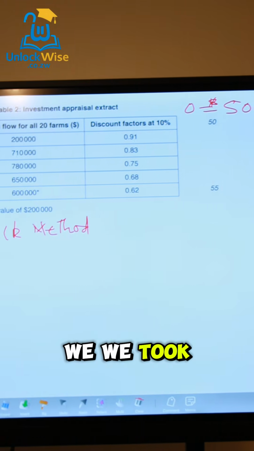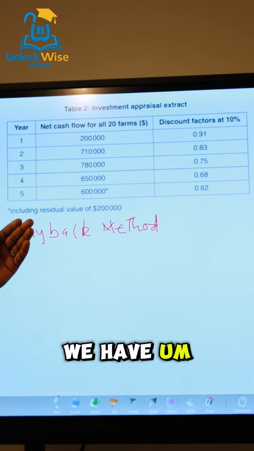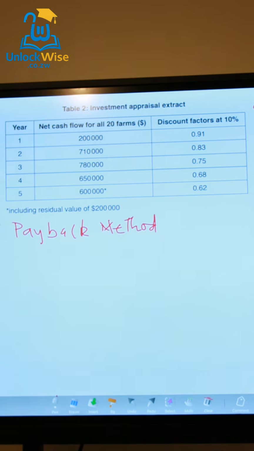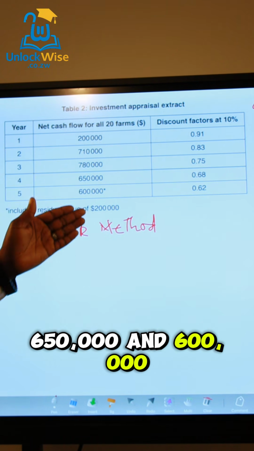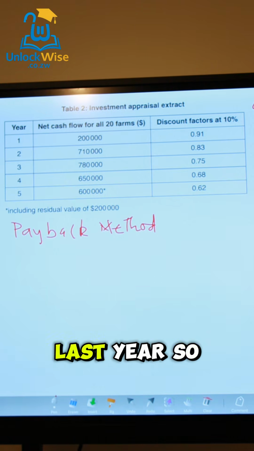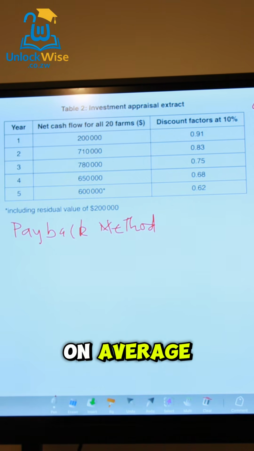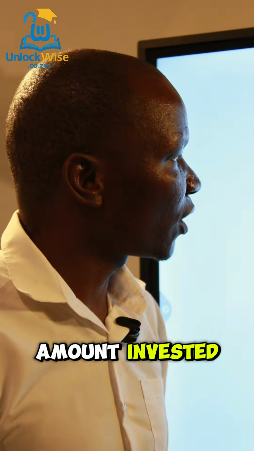We're expecting that in year one we have 200,000 coming in, 710,000 coming in the second year, and then 780,000, 650,000, and 600,000 in the last year. So with the payback method, we are calculating how much time it takes for this particular project to return the amount we invested. So how do we do it?